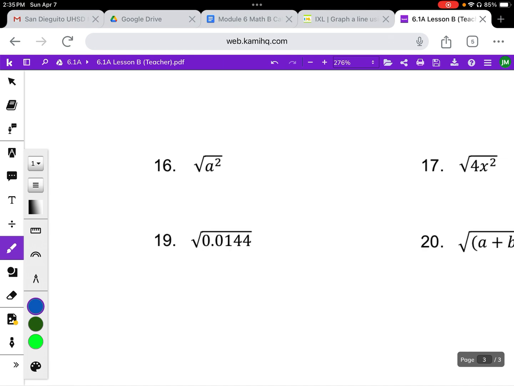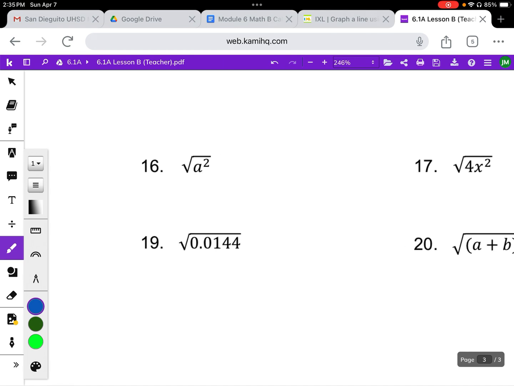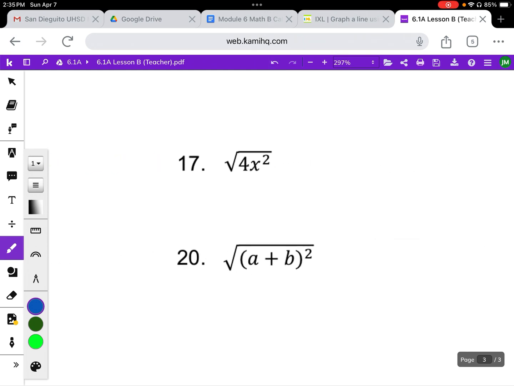All right. Now we get back to some Module 5 stuff with variables. A squared, square rooted, these are inverse operations, so they cancel. And we can also think of this as the fact that a times a is a to the second. So it's answer A. I need two identical things that multiply to equal 4x squared. So the 4 is going to be a 2, and x squared is going to be an x. So 2x times 2x is 4x squared.